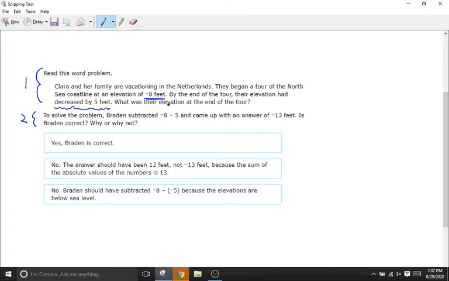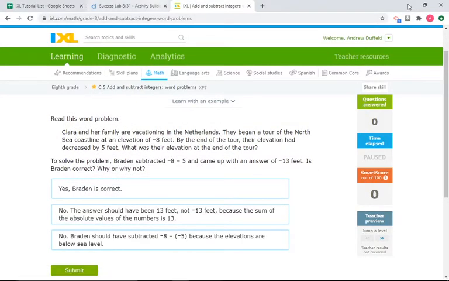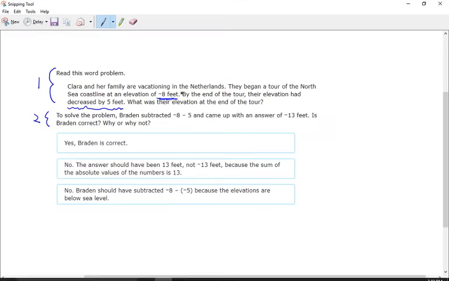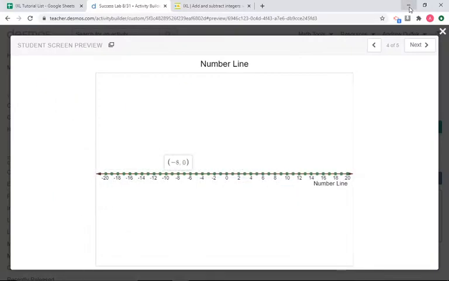So what we'll do is on our number line, we're going to go to -8. Okay, so let's go ahead and click on the number line here. Okay, so I just clicked -8 right there. We're going to start here at -8, go back to our problem, and then it says it decreased by another 5 feet. So we start at -8 and now we're going down, or in the left direction of the number line, 5 feet. So let me minimize that.